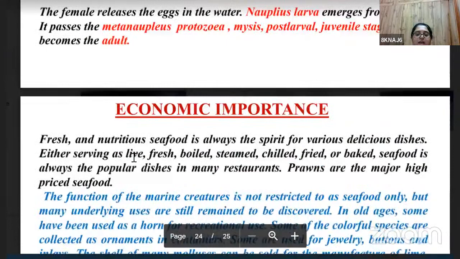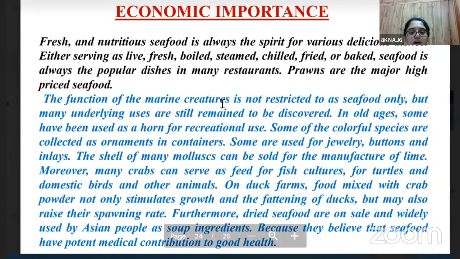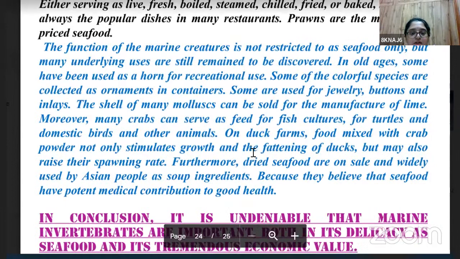It is used a lot as food. The main use is not restricted to only seafood, but also for ornaments. Some of them are used for jewelry, buttons, etc. All of this is for farming as well. So it is extremely important.